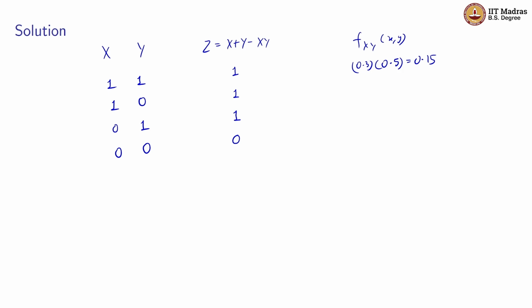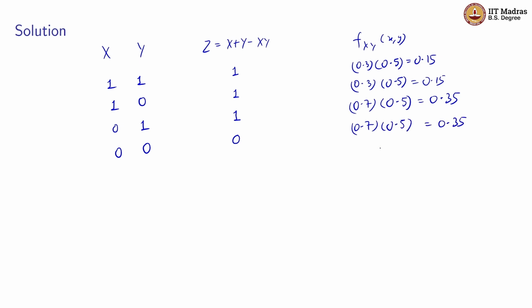Similarly, the joint probability that X is equal to 1, Y is equal to 0 will be equal to the product of marginals, so it is 0.3 into 0.5, which is 0.15. The joint probability that X is equal to 0 and Y is equal to 1 is also the product of marginals, so it is 0.7 into 0.5, which is 0.35. And the joint probability that X is equal to 0 and Y is equal to 0 is also 0.7 into 0.5, which is 0.35.